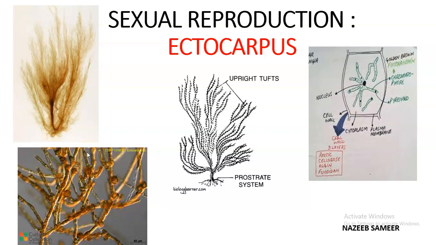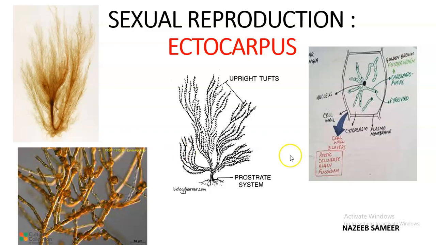Hello, hi. This is the final lecture on Ectocarpus. We have already done two lectures, one on general account and thallus structure and affinities and habitat ecology etc. of Ectocarpus alga. Then we have discussed in detail asexual reproduction in Ectocarpus alga in a different lecture. Now this is the final lecture on sexual reproduction in Ectocarpus.